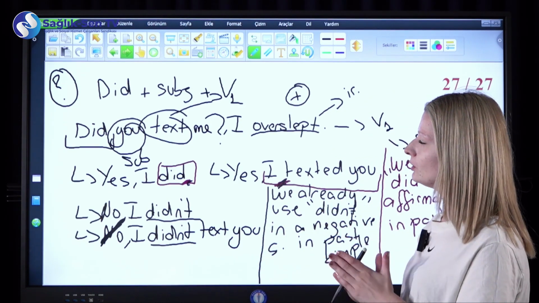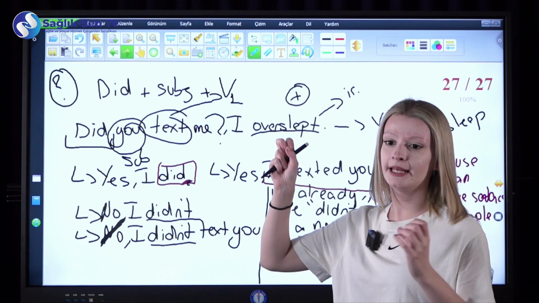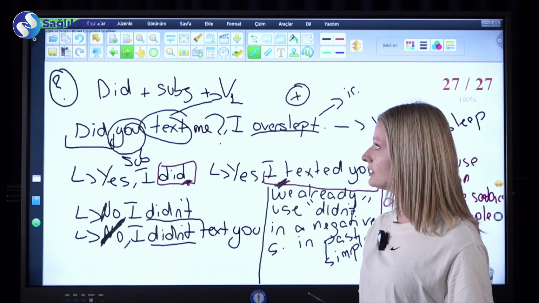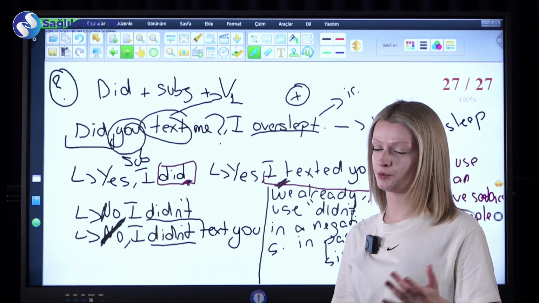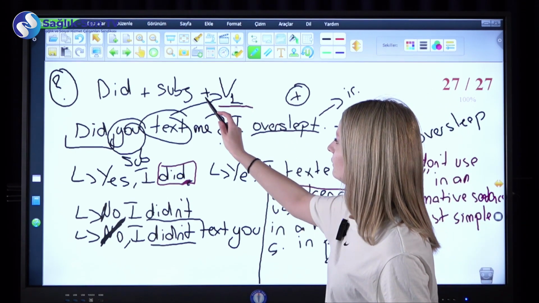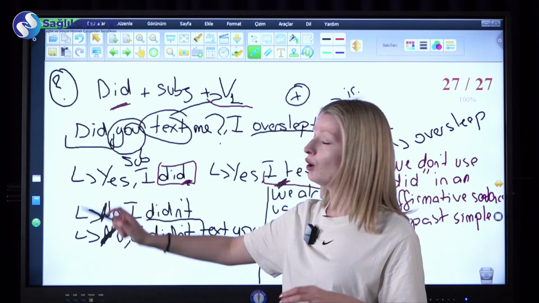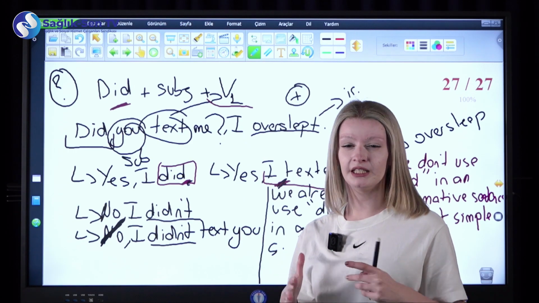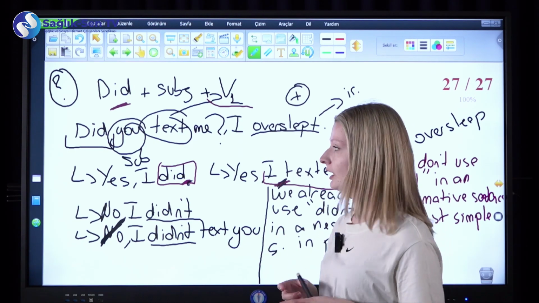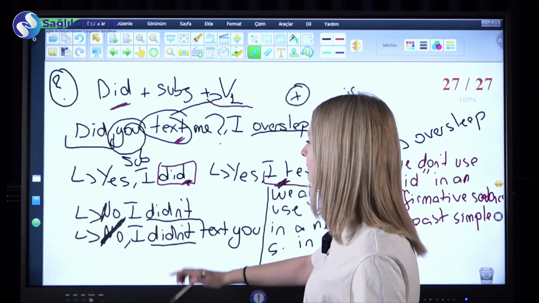And we talked about the question form of past simple. We take did to the beginning of our sentence, then which subject we're using doesn't matter, it comes right after it. Then we use, again, verb 1 form because did on its own gives the sentence a past meaning. Did you text me? You can see the verb 1.